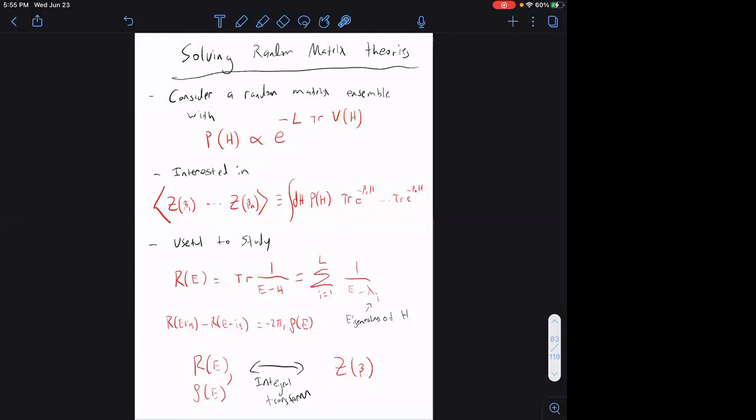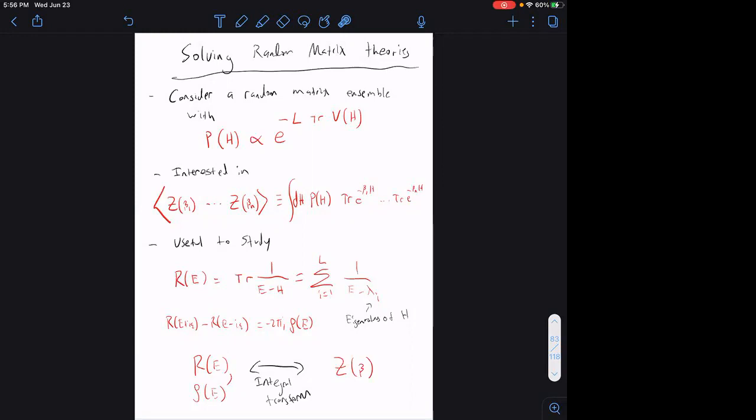So the things we're going to be interested in are the partition functions, so averages of products of partition functions. But in fact, just technically, it's useful to study the resolvent instead of the partition function. The resolvent is trace of 1 over E minus H. It has poles at the locations of the eigenvalues of H. So here I'm using lambda to describe the eigenvalues because I don't want to use too many E's. So E is like the external energies and lambda is the eigenvalues. And then this resolvent here, we can relate it to the density of states by taking its discontinuity across the real axis.